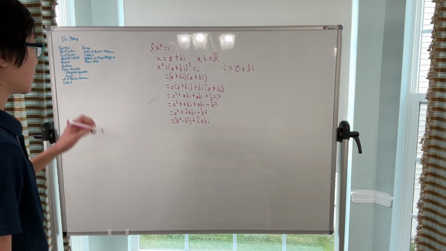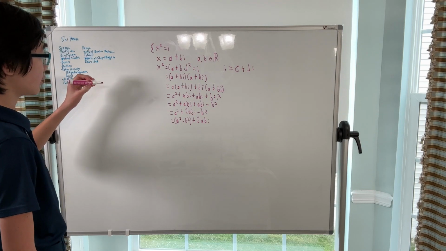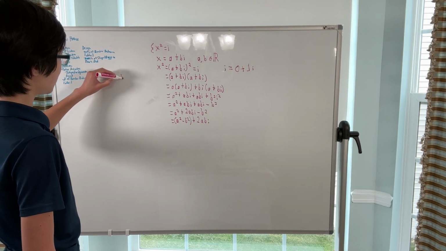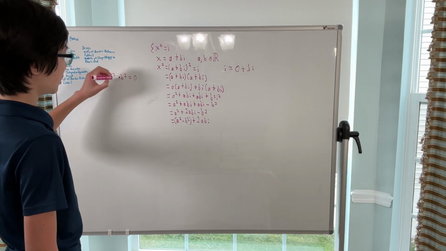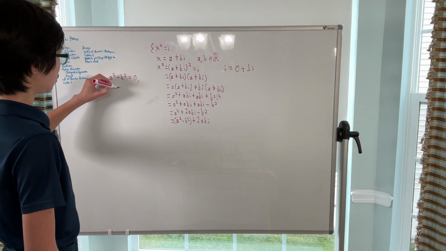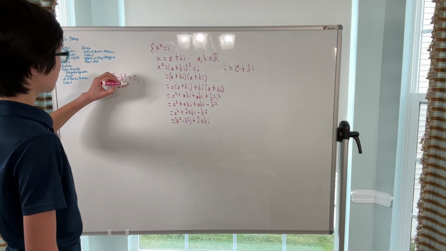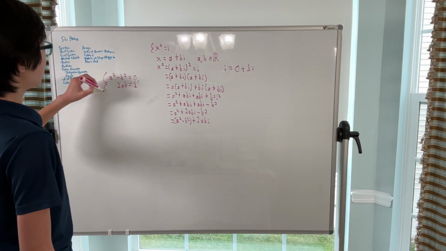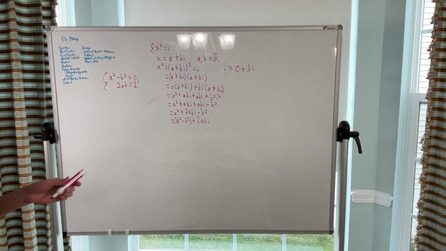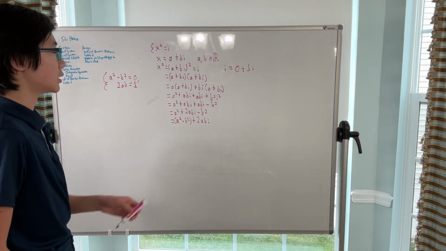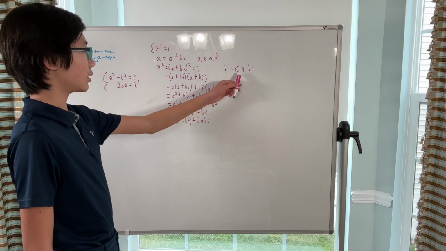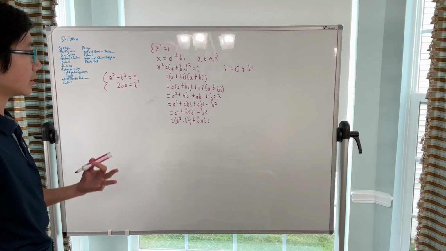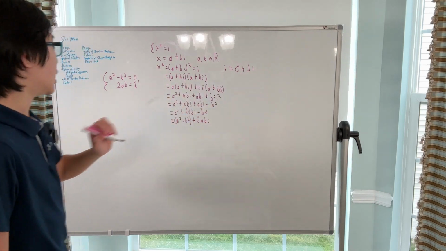So we can write a system of equations, right? a squared minus b squared is 0, and 2ab equals 1. And we can do this because a squared minus b squared is the real part, and the real part of i is 0, and 2ab is the imaginary part, which is 1 for i.